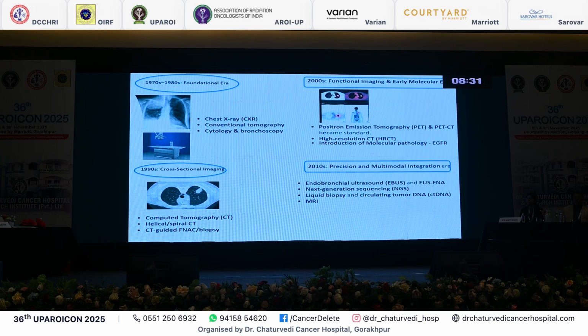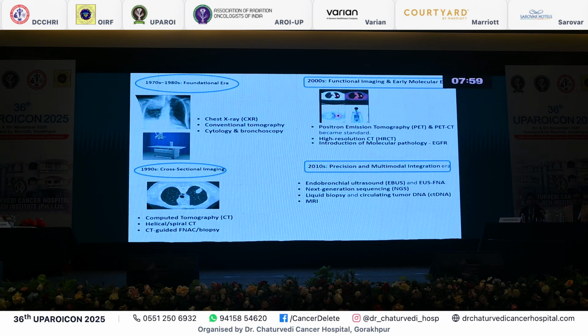Functional imaging helped us a lot, because when PET CT came, the staging became much better. Even with a small lung tumor, say of 2 centimeters, which we would call stage 1 or stage 2, if it has a metastasis, it becomes stage 4. So functional imaging led to early identification of that metastasis, and we were able to stage patients better. Otherwise, with HRCT we could identify consolidation.